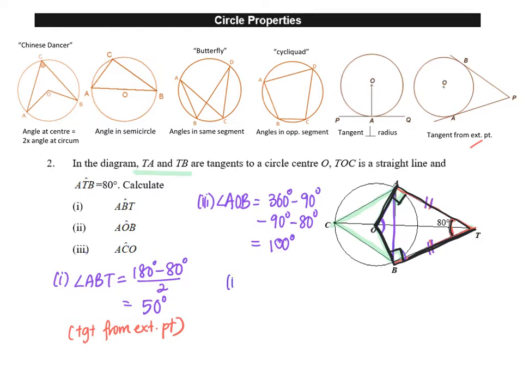Number 3, find angle ACO. ACO. Oh, this is angle at the circumference. Now, earlier on, we have already identified the Chinese dancer. Angle at center is twice angle at the circumference. So in this case, angle ACO will be just 100 divided by 2. And it gives me 50 degrees. Have you gotten the answer?